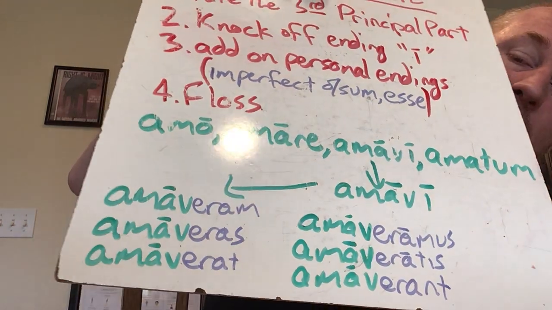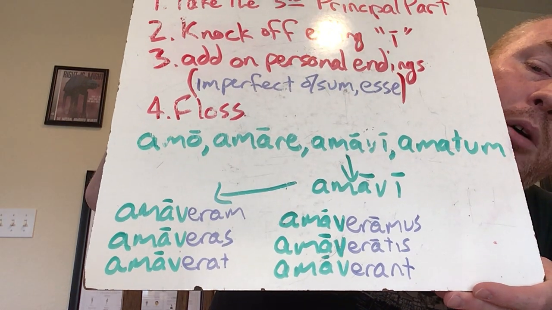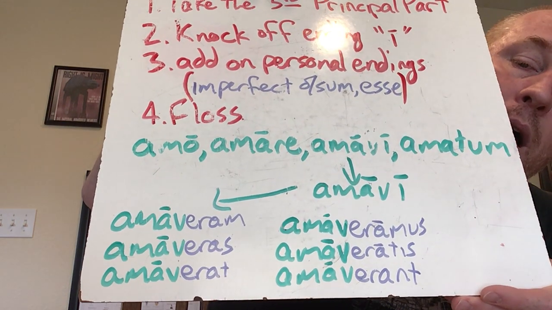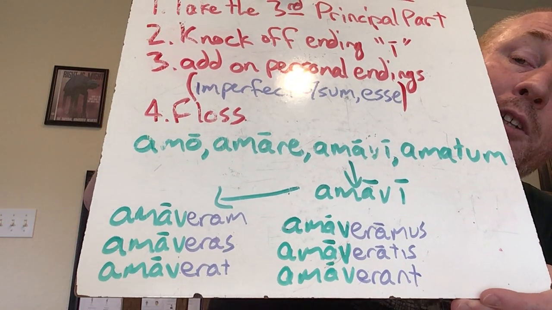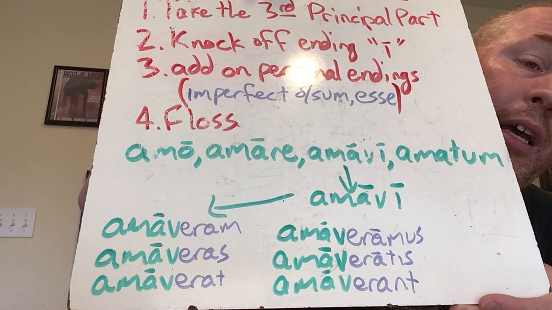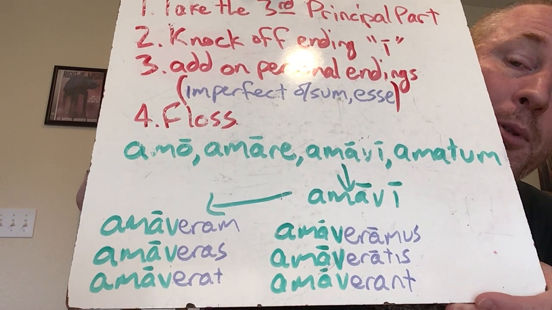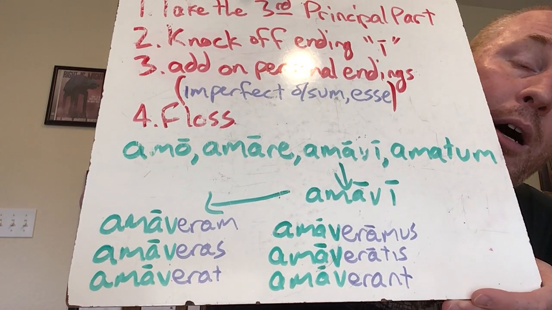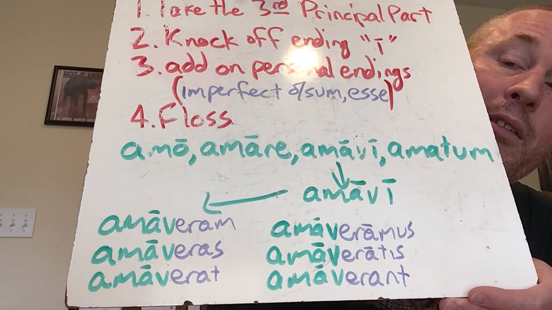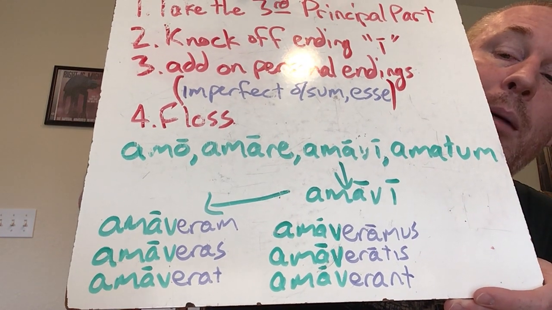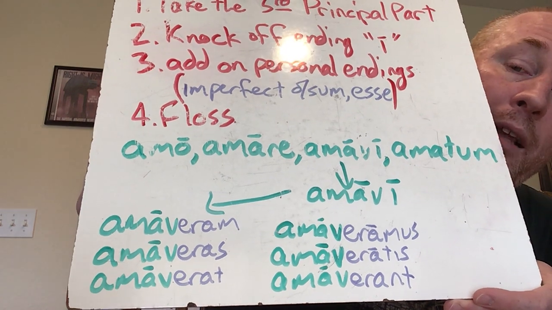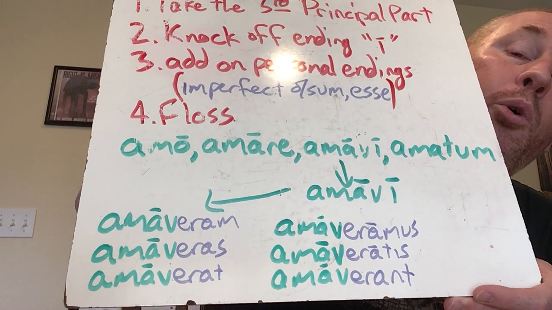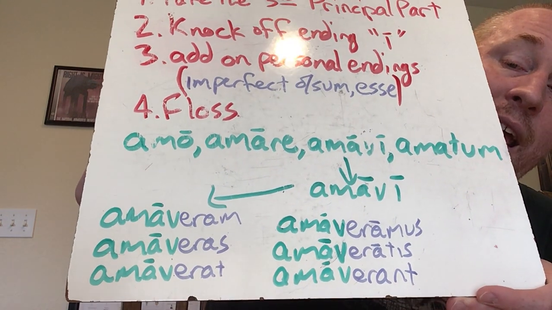So now you've got your stems. Amav, amav, amav, amav, amav, amav. And you just do that six times. And then step three, add on your personal endings, which in this case is eram, eras, erat, eramus, eratis, erant. So amaveram, amaveras, amaverat, amaveramus, amaveratis, amaverant. That's the pluperfect. So I had loved, you had loved, he, she, it had loved, we had loved, y'all had loved, they had loved. That's how it works.